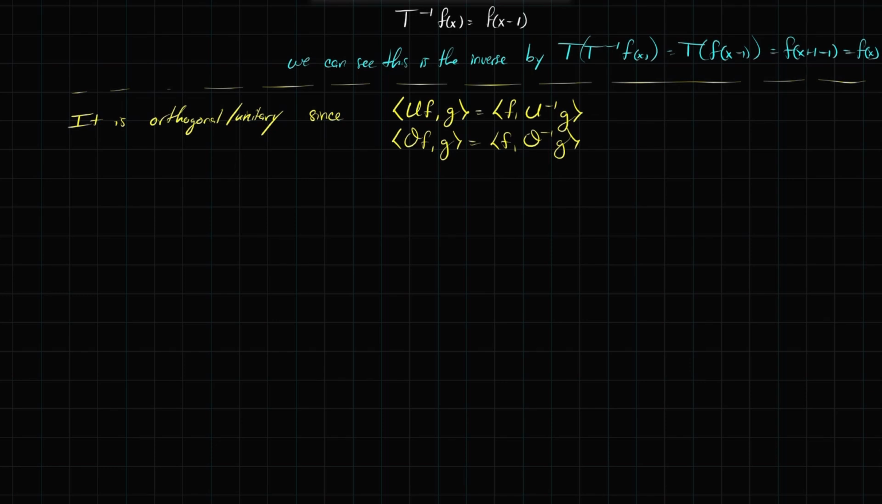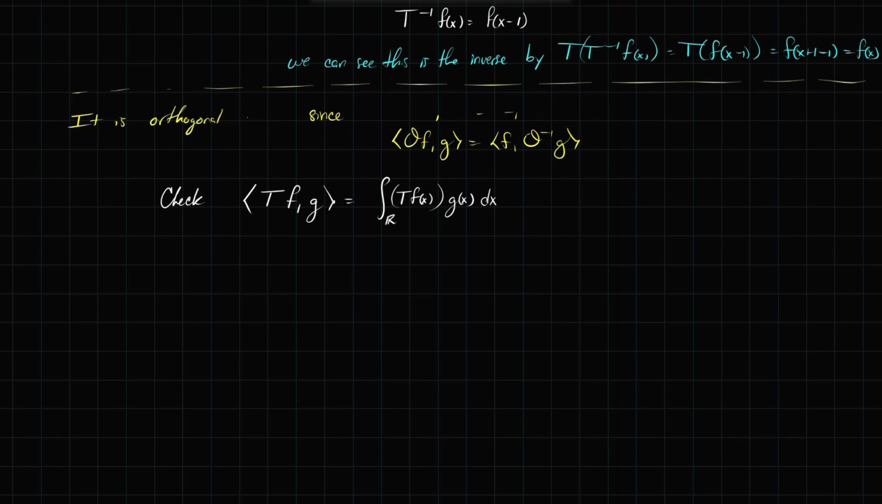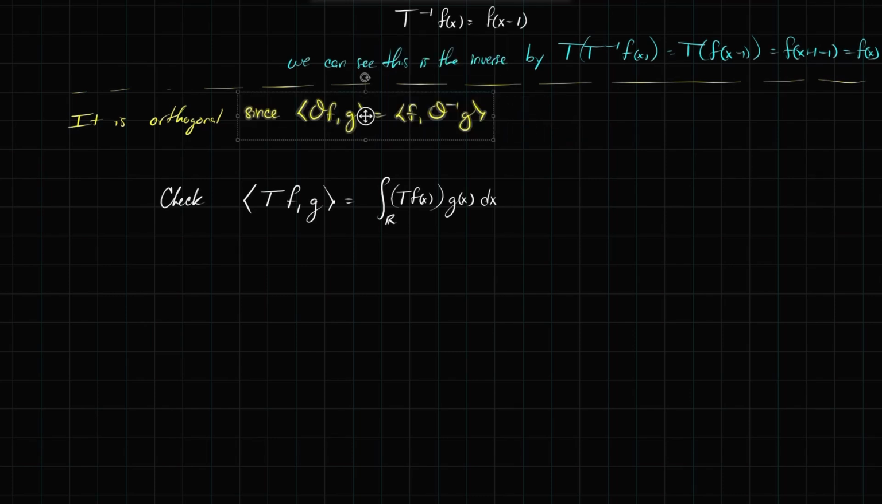But let's go ahead and look at these inner products. So we'll just check the first inner product. We'll take T on f, inner product with g, that's the integral over our domain, T on f of x against g, and let's just say we're working with real functions, so we'll forget about unitary. We'll just be looking at the orthogonal definition here. So we're working on real valued functions, and that's our inner product. And we can compute T on f as f of x plus 1 against g of x dx.